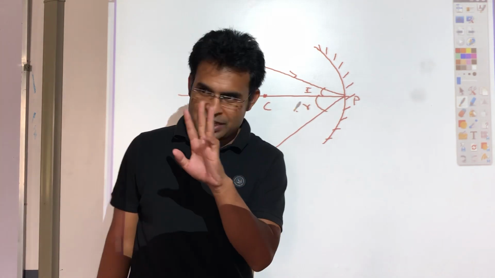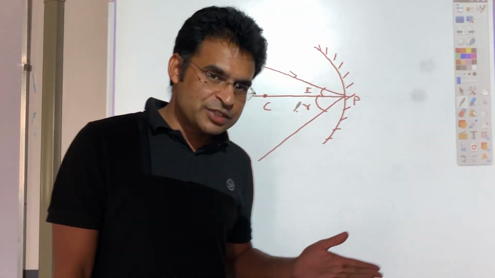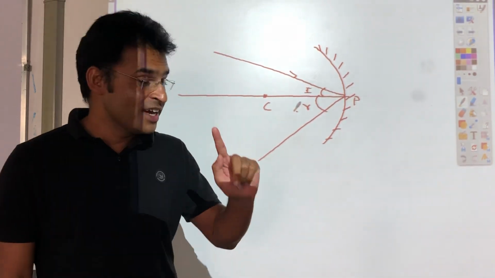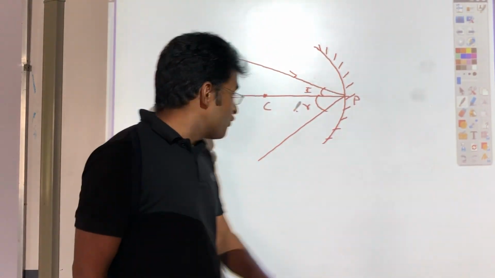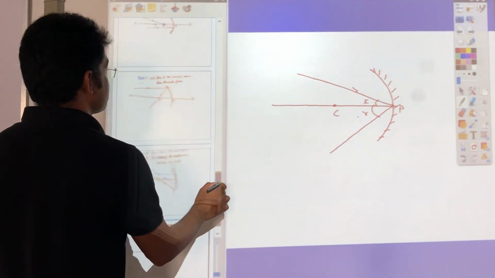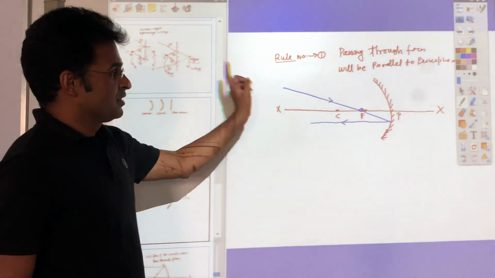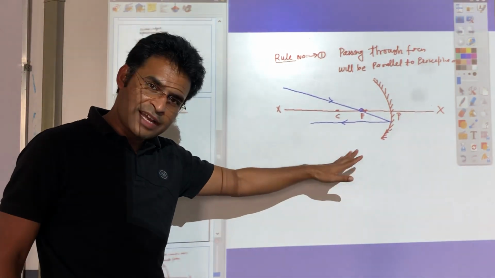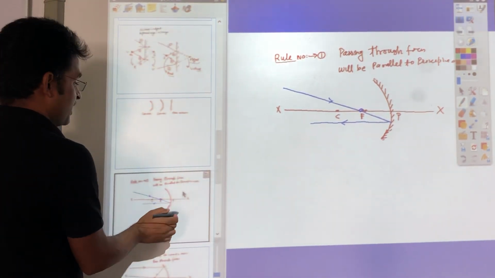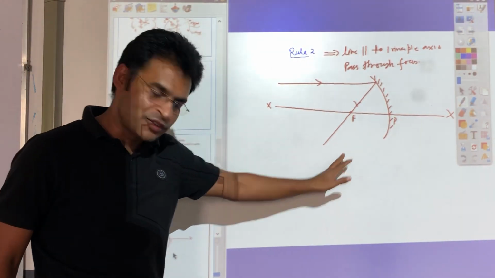So whenever you are making an image using a concave mirror or a convex mirror, you need to remember 4 rules. If light is passing through the focus, there are 4 points. First point: light passing through the focus becomes parallel to the principal axis. Second point: light parallel to the principal axis passes through the focus.